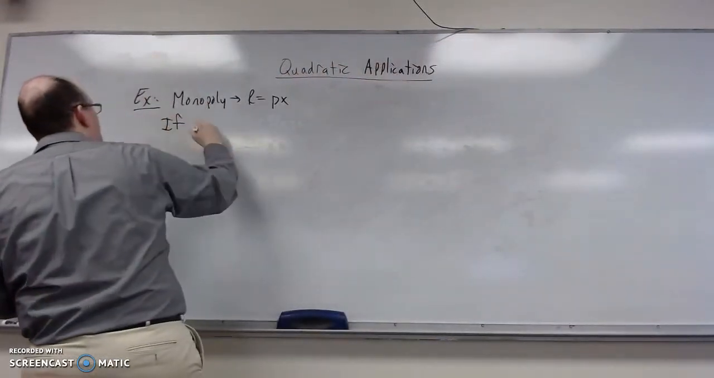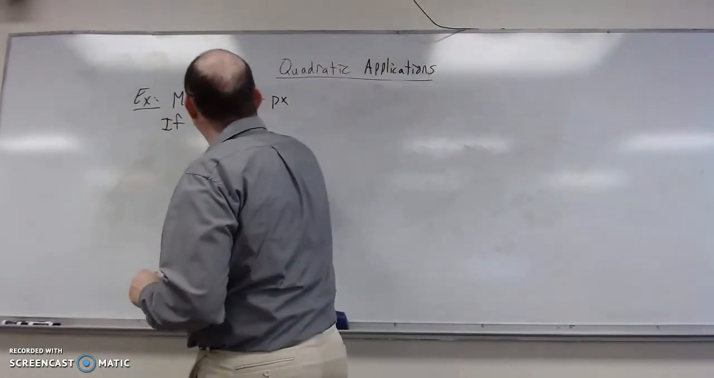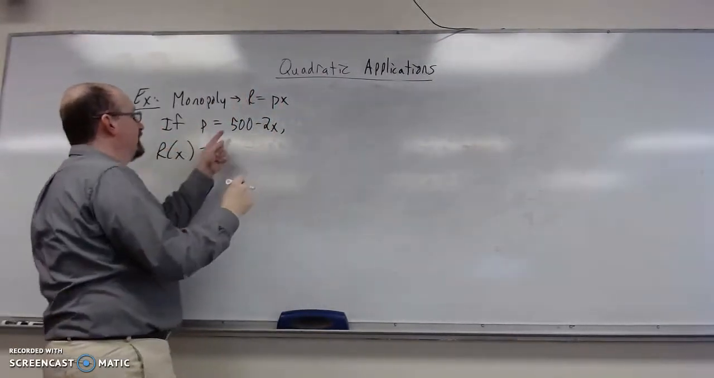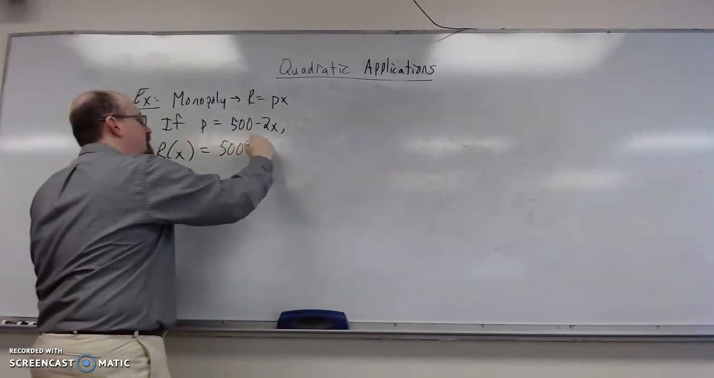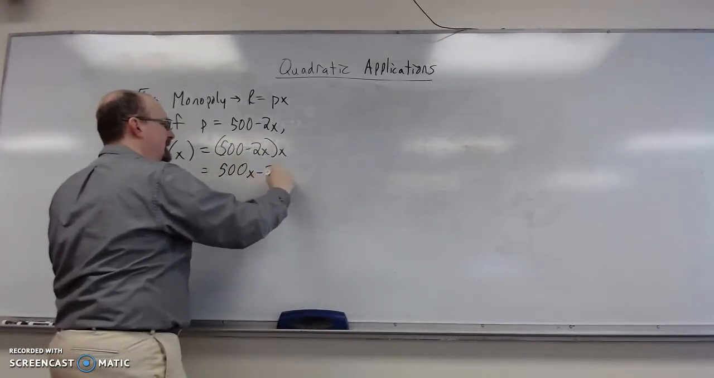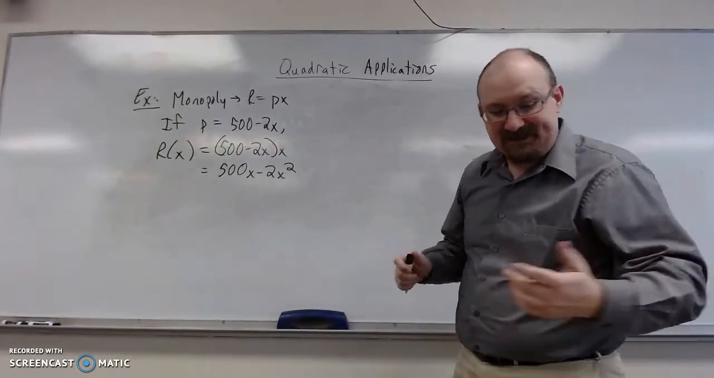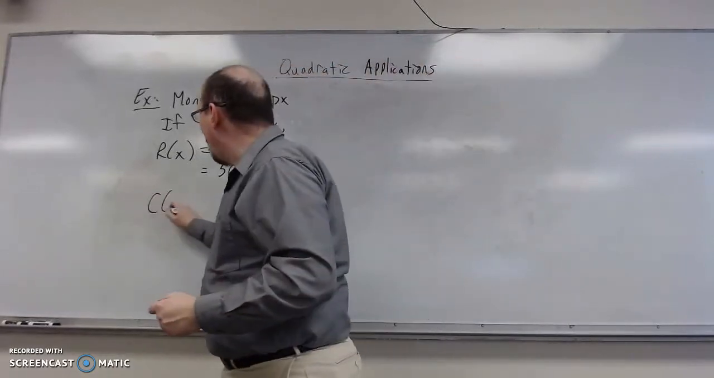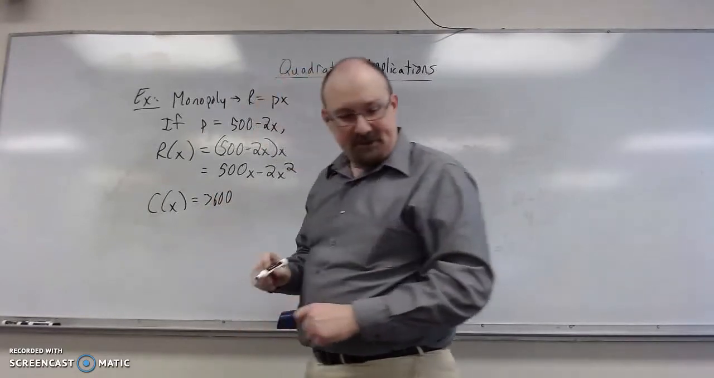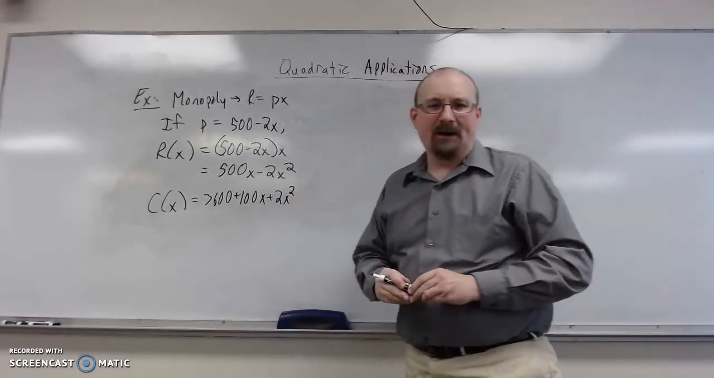In this instance, we're given what the demand function looks like in terms of x, not q. We have a demand function of 500 minus 2x. Then our revenue function, we just feed that in: 500 minus 2x times another x. So we have 500x minus 2x squared. That's our revenue as a function of x. And our cost was given to us as 3,600 plus 100x plus another 2x squared.